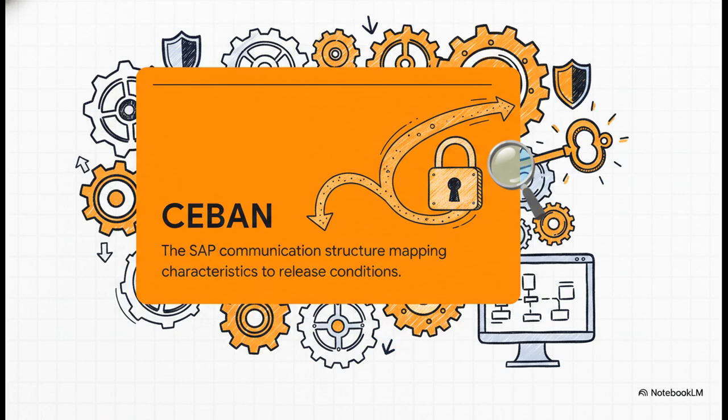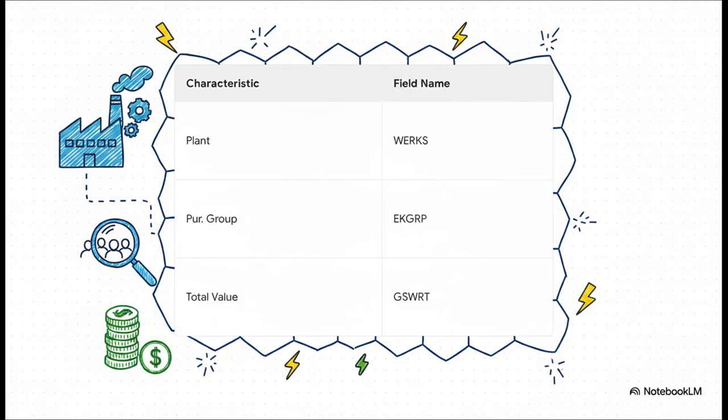Okay, before we forge our first trap, we absolutely have to talk about CBAN. Think of CBAN as the secret incantation buried deep in SAP. It's the communication structure that holds all the fields you need to unlock your automated release process. If you want a specific condition to trigger an approval, CBAN is literally where you find the key to make it happen.